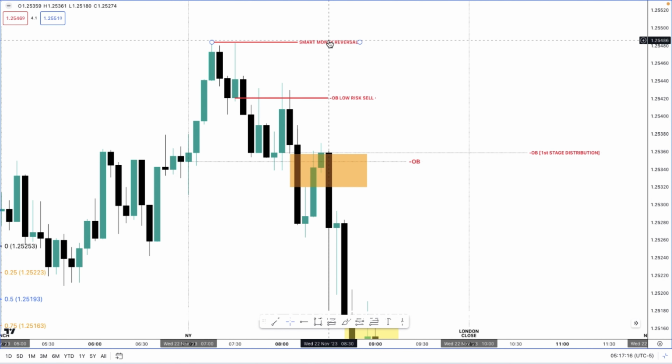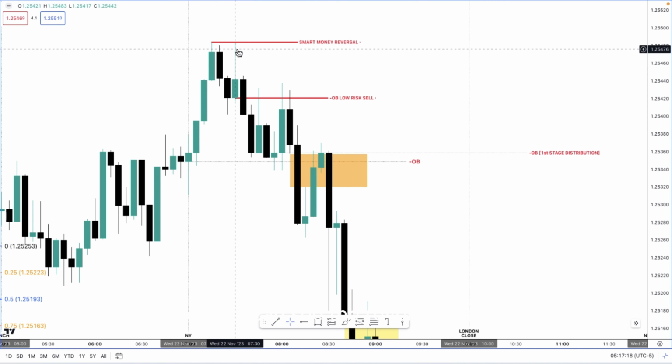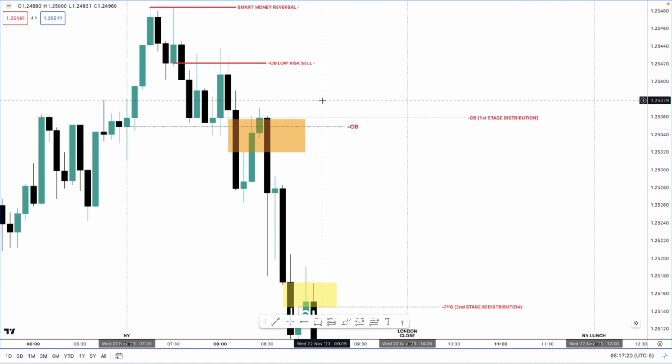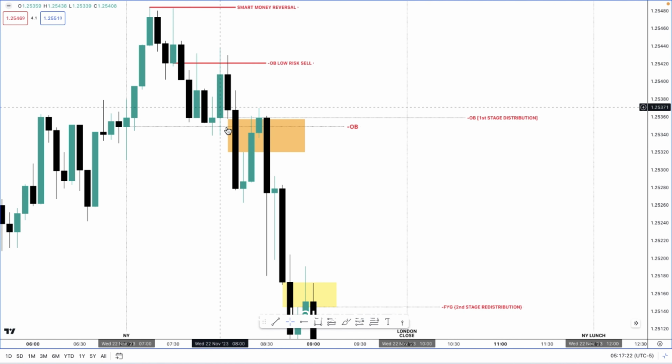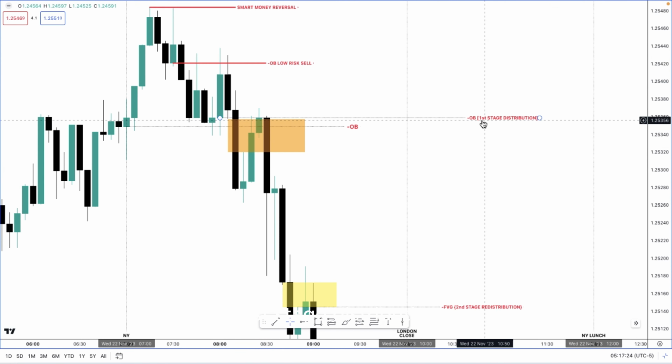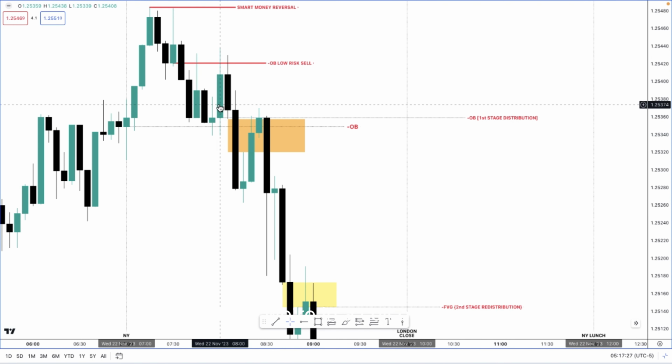These guys, smart money reversal, they're very smart, so they can see the reversal there. After them, low risk sell. After them, first stage distribution. If we're in a sell program, the green candles are bearish order blocks.